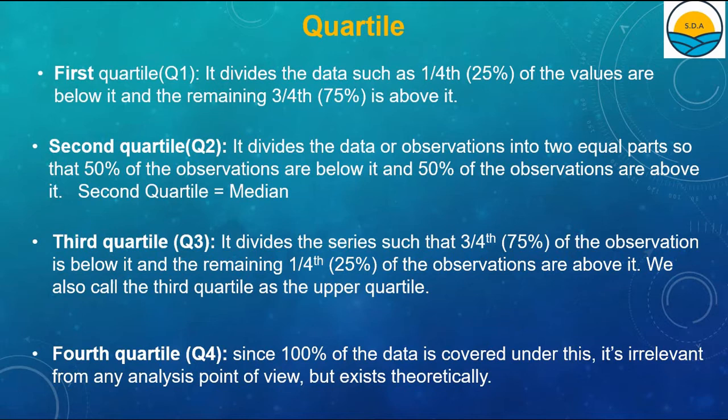Q2, we don't call it Q2 for the sake of simplicity. We will always call it median. So the two quartiles which have practical significance from the point of view of statistical analysis are the first quartile or Q1 or the third quartile or Q3, which is also called the upper quartile. So first quartile is called the lower quartile and third quartile is called upper quartile.